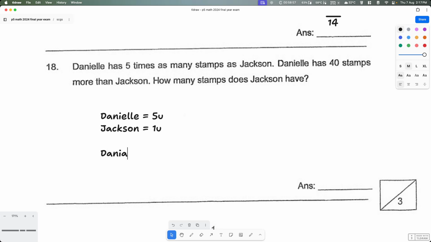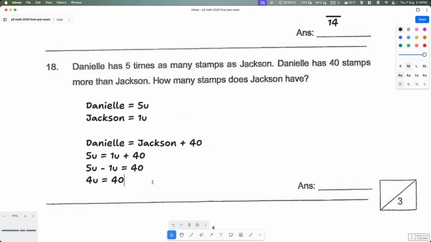Daniel has 40 more than Jackson. So Daniel is Jackson plus 40. That means 5 units equal to 1 unit plus 40. So 5 units minus 1 unit equal to 40, so 4 units equal to 40. So how many stamps does Jackson have? 1 unit equal to 40 divided by 4, which equals 10. The answer is 10. Let's move on to the next one.